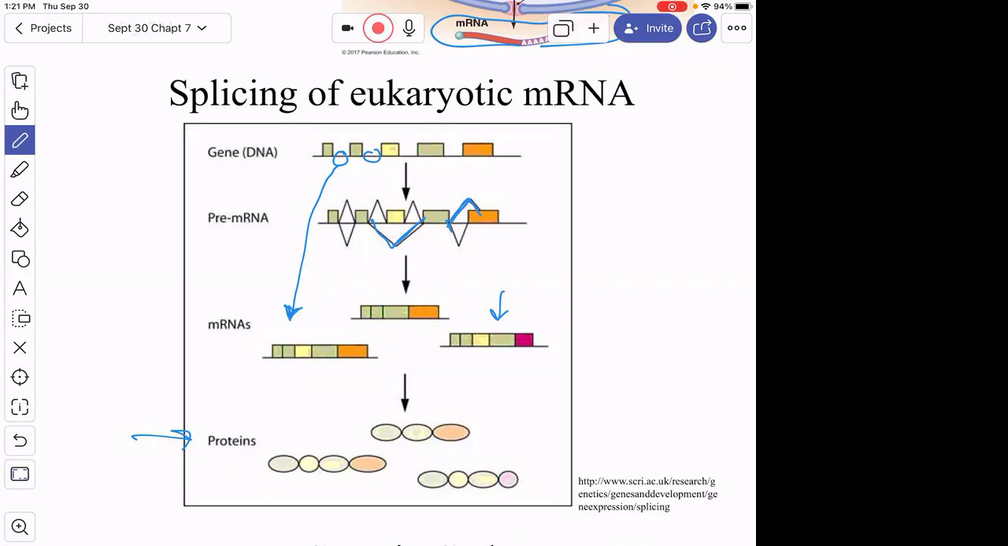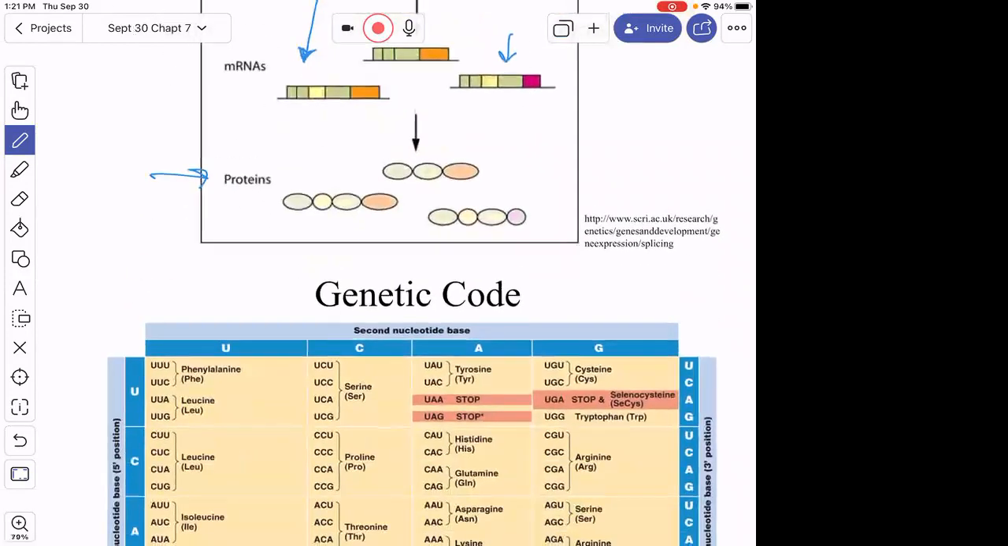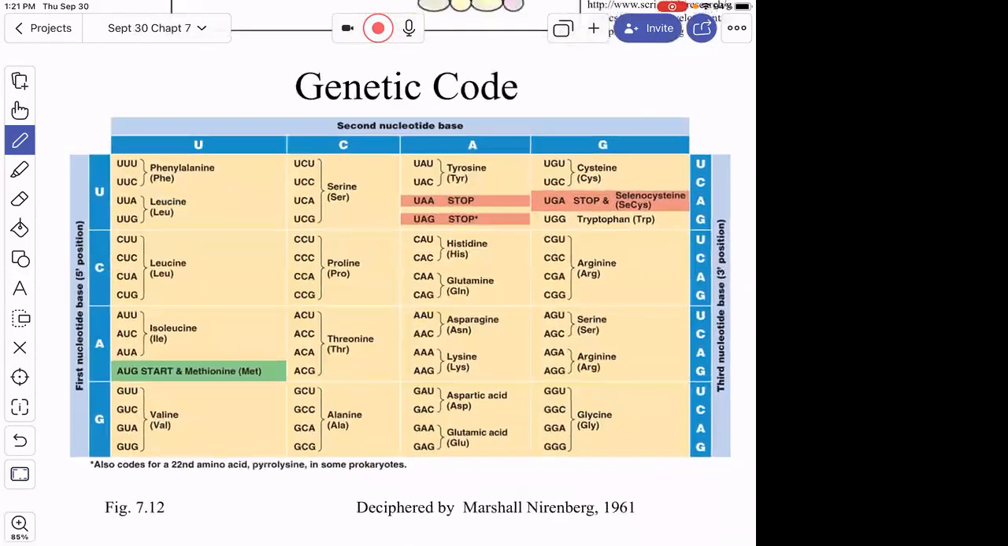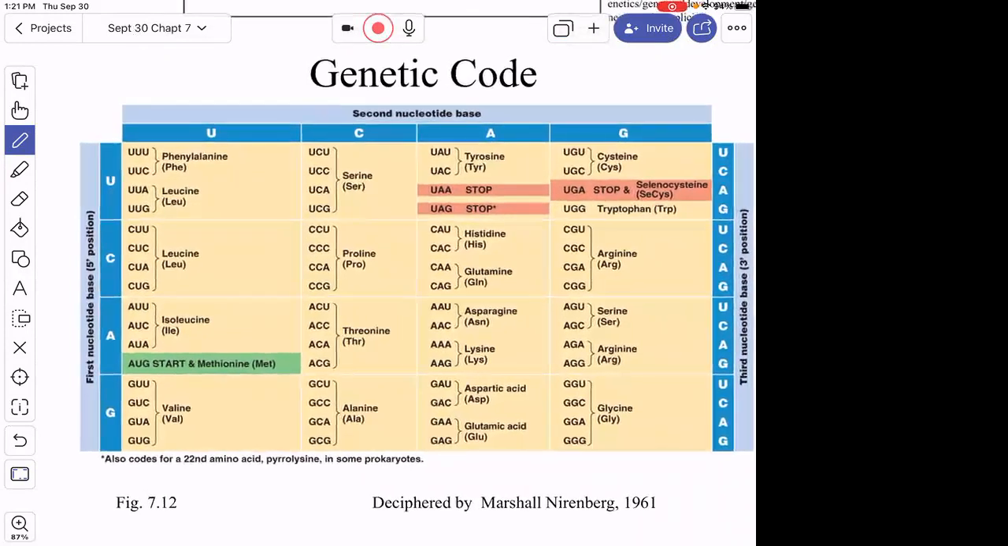Sometimes the cell does that on purpose. Sometimes errors are made in splicing, and we know that some diseases are caused by errors in splicing. Duchenne's muscular dystrophy, we think, is caused by errors in splicing. Perhaps Parkinson's, and there are others. So I'd bring that up.